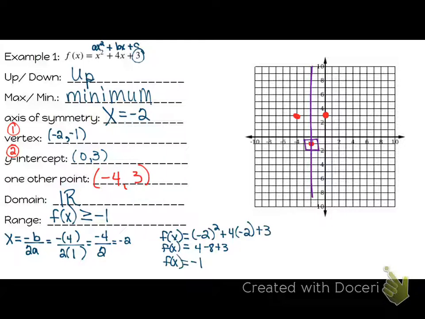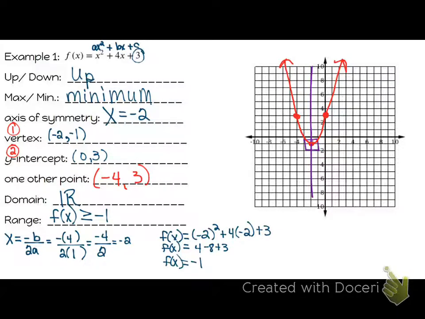Okay. Now you're ready to graph it. So you know because it's a minimum, it's going to be up. And you're going to try to make a nice smooth line through all of your points. That's a nice smooth line. I did the best that I could. Just show that your parabola is facing up.